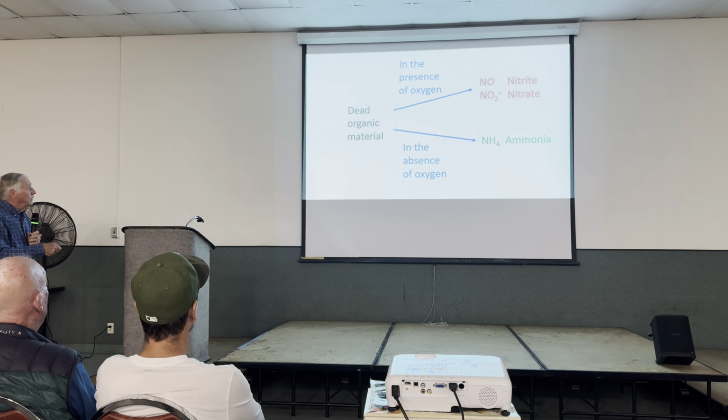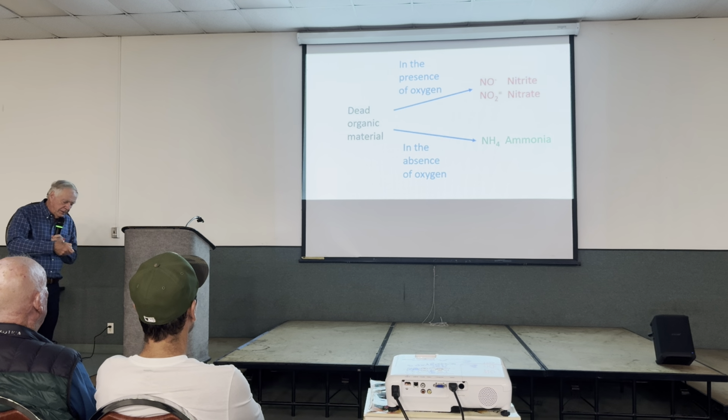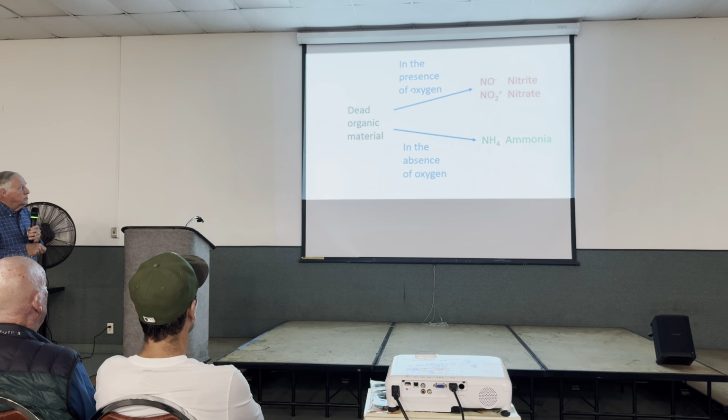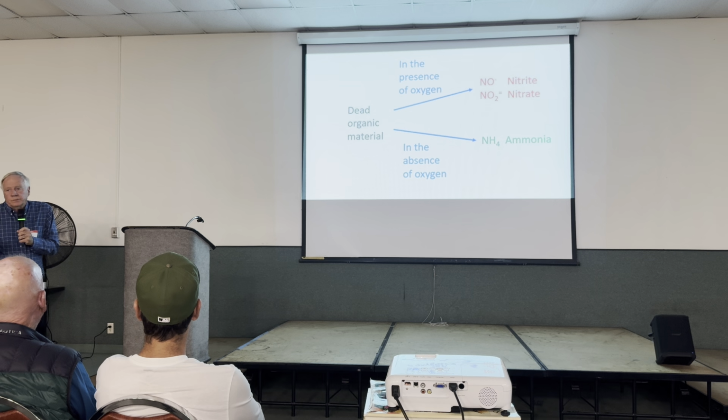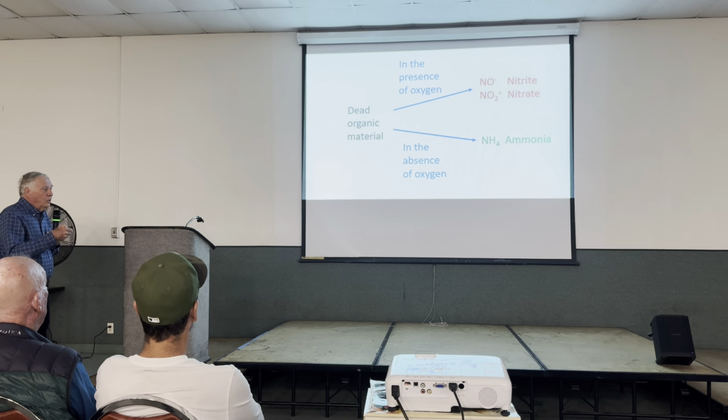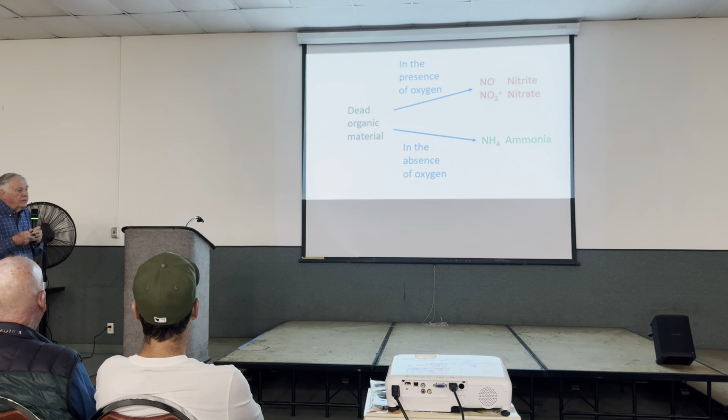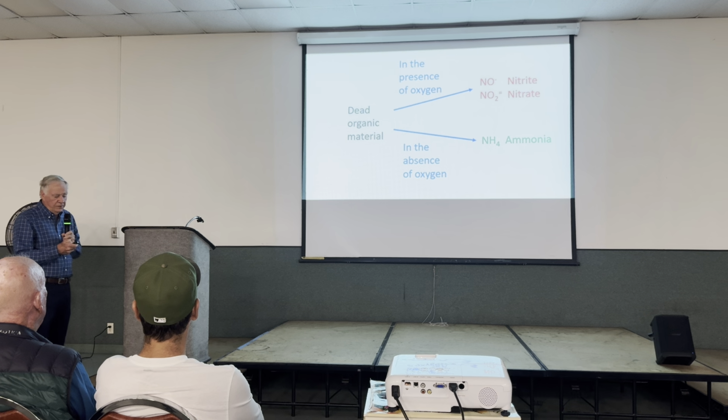When the bacteria are digesting organic material, in the presence of oxygen, they produce nitrite and nitrate, and in the absence of oxygen, the breakdown of nitrogenous material leads to ammonia. All of those are good fertilizers. All of those are available to the plant and are quite useful. So the bacteria in the soil are an essential part of the ecosystem that's providing the material for these plants to grow.